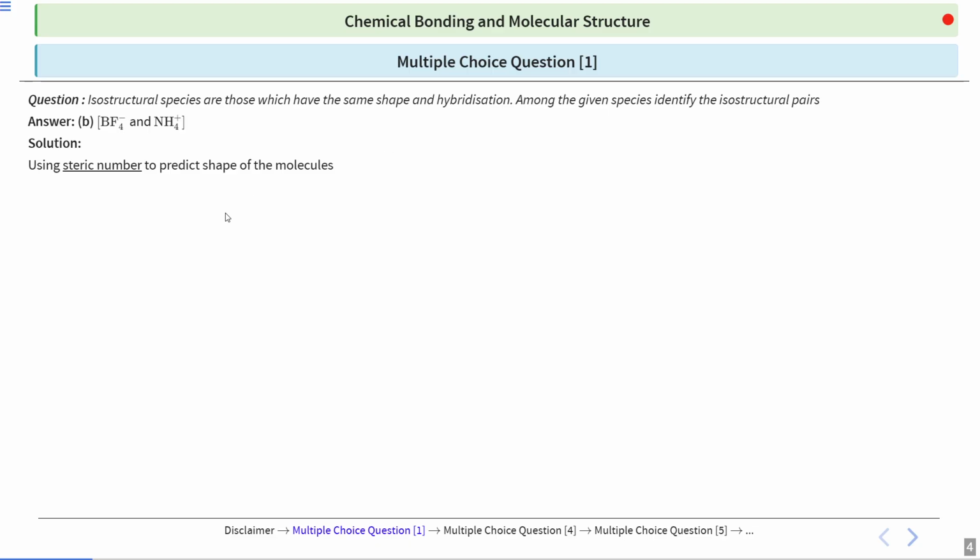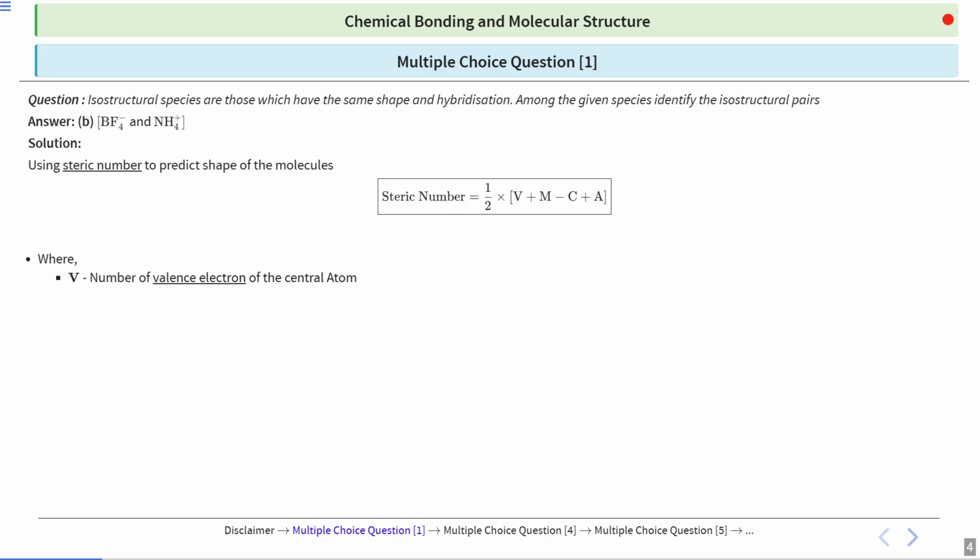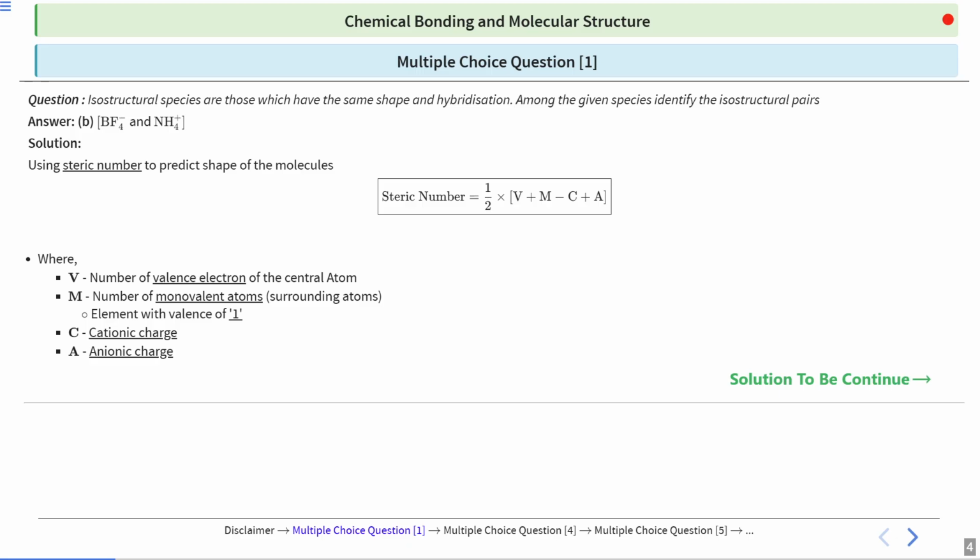So let us use our formula to first of all calculate the steric number, which is half into V plus M minus C plus A. Just go through the basics, it's very simple. What are the terms used in the steric number? The first is V, the number of valence electrons on the central atom. Then we have M, the number of monovalent atoms, which have a valence of 1. After that, we have C as the cationic charge, and lastly A as the anionic charge. So let us apply this on both of the molecules.